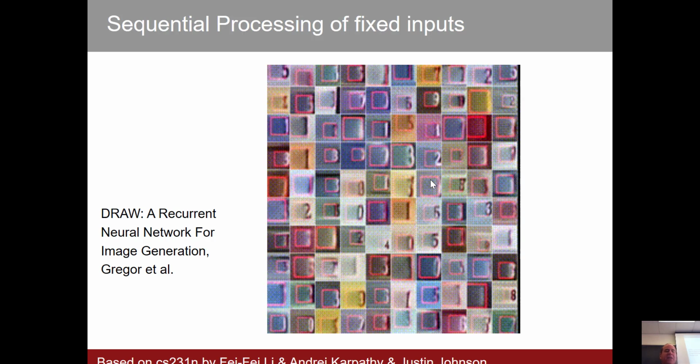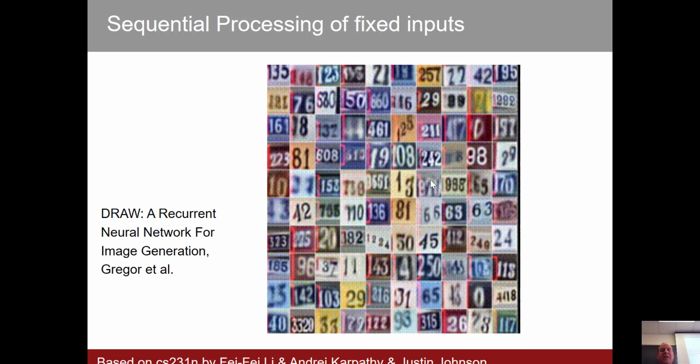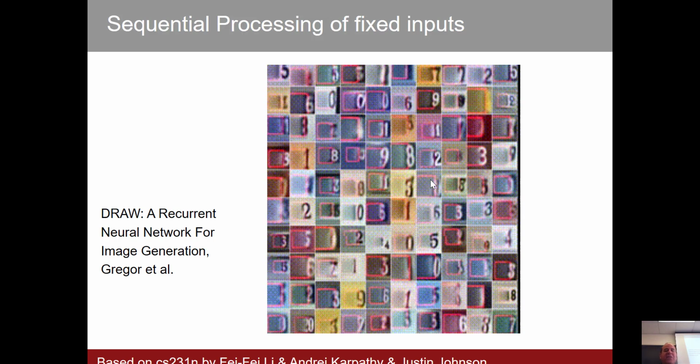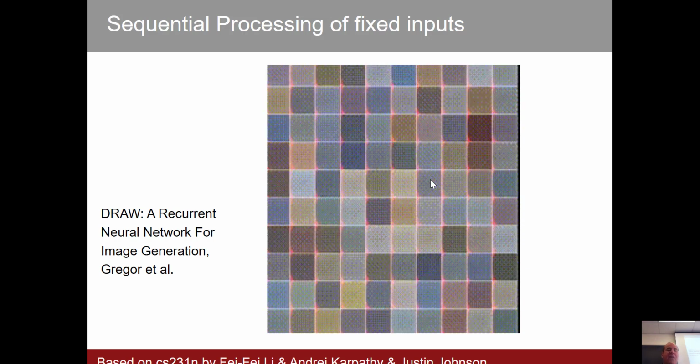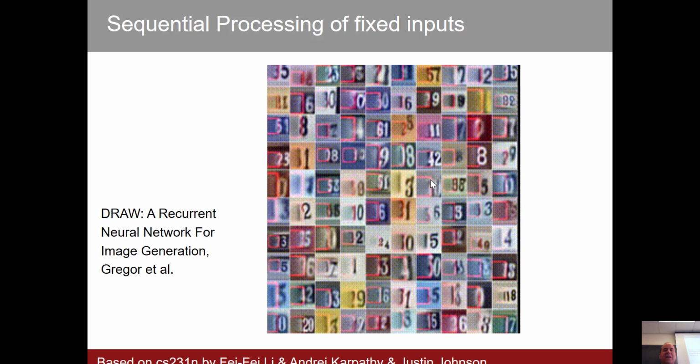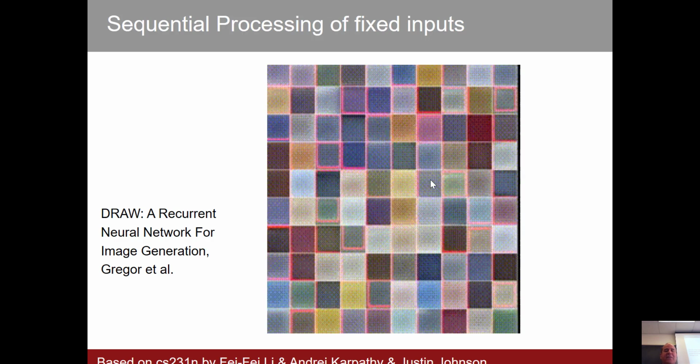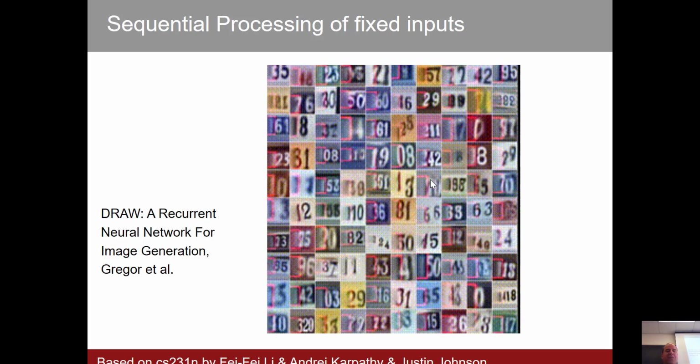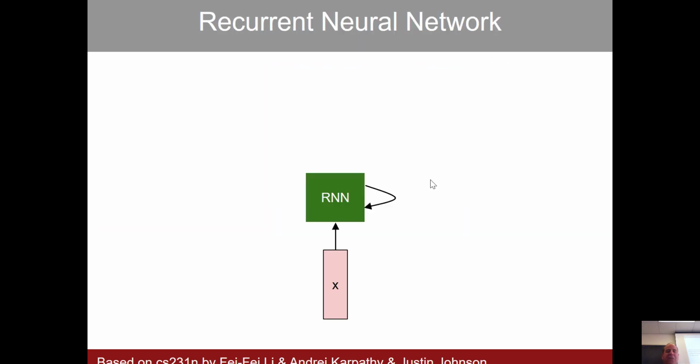So this draws. As you can see here, you have nothing in the image, and then it draws images and puts them sequentially one after another. So this is a result of an application of a recurrent neural network. So what is a recurrent neural network? The so-called simple recurrent neural network.